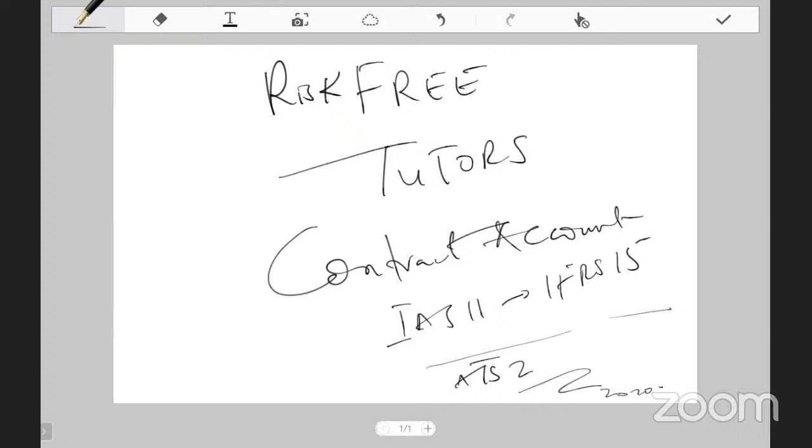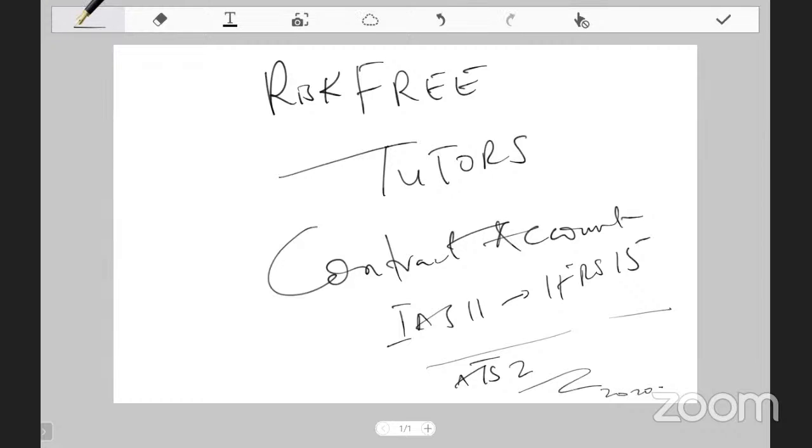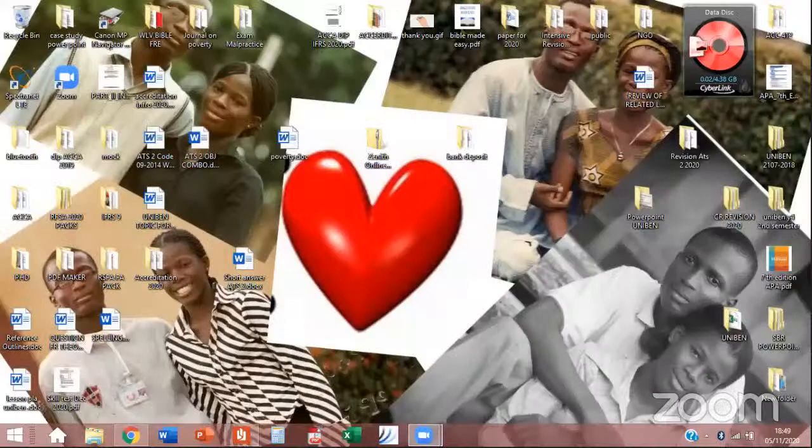So we're starting Riskfree standard. We're having Riskfree tutors here, and the contract accounts in line with IAS 11. I want you to know that IAS 11 is moving to IFRS 15. So what we'll be looking at is contract account. I have this topic in our manual that we have sent you, so I'm going to just explain what we have in the manual.